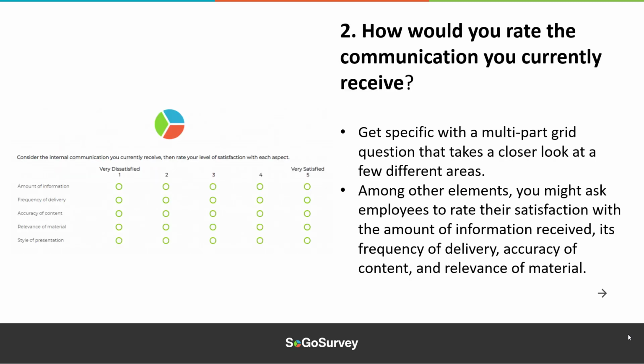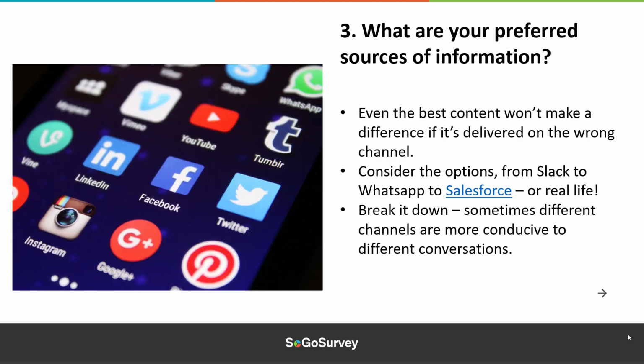2, we're talking about rating the information that's currently received. You can get really specific in terms of a grid, a multi-part grid type question with satisfaction in different areas. That could be the amount of information, frequency of delivery, accuracy, relevance, even style. So you can really get to a specific level here and find out what people are satisfied with. Maybe it's really good information, but it looks terrible, or it's too much information. This is good data to know in terms of making improvements.